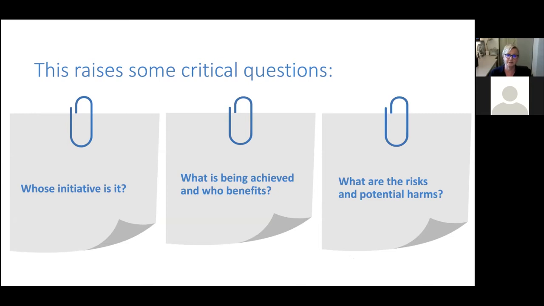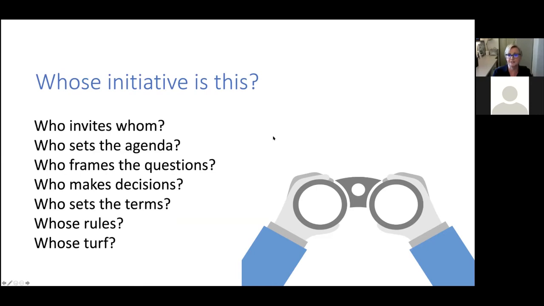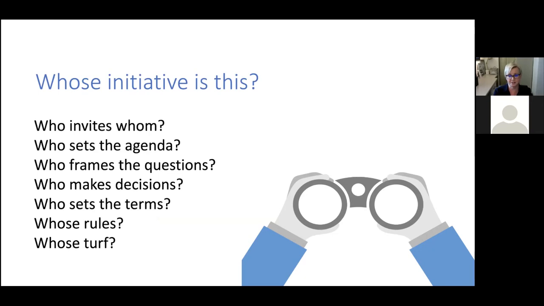Here are just some of the critical questions that these papers and other work leads to. Whose initiative is it? What's being achieved and who benefits? What are the risks and potential harms of patient engagement? If we think about whose initiative, we do need to ask ourselves, so who invites whom? Who sets the agenda? Who frames the questions? And we saw some of this in your comments about perhaps what patient engagement can and should be. Who makes decisions? Who sets the terms? Whose rules and whose turf?